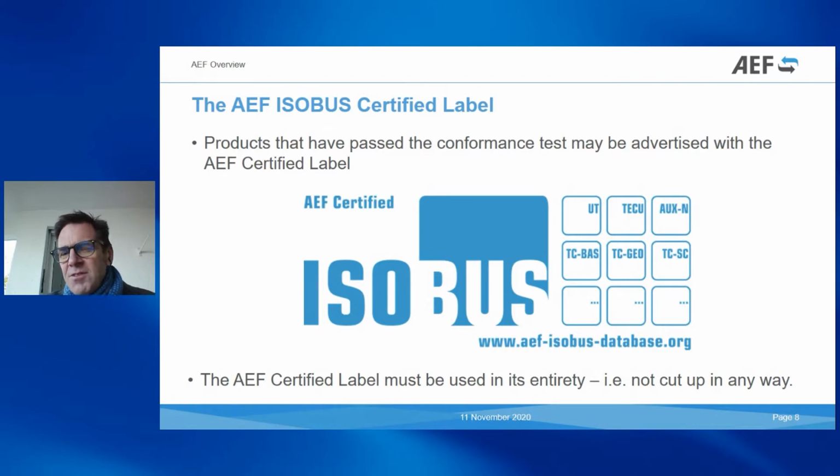There's no variation here. You don't have to change the little blue squares on the right-hand side based on which component you've got certified. Whenever you see this label, you know it's on a certified product. If you want to know exactly which functionalities that product supports, you need to look it up in the AEF isobus database.